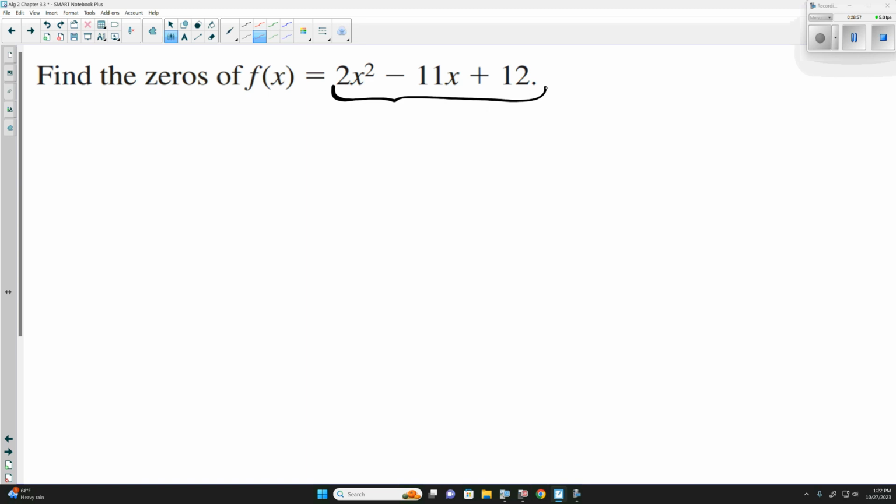So we're trying to find the zeros. Kind of makes sense, doesn't it? Trying to find out what value of x will make the function be 0. So we're finding its zeros. That's x-intercepts. So if we're trying to find that, really we're saying that 2x squared minus 11x plus 12 is equal to 0.